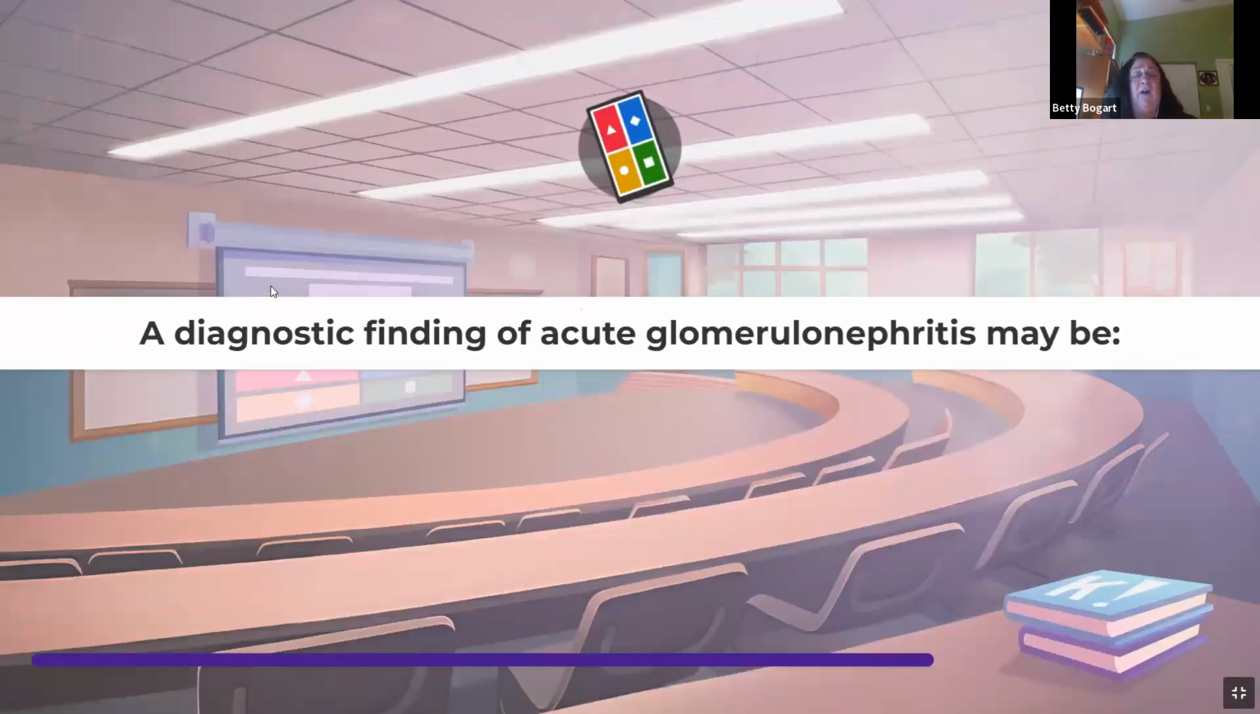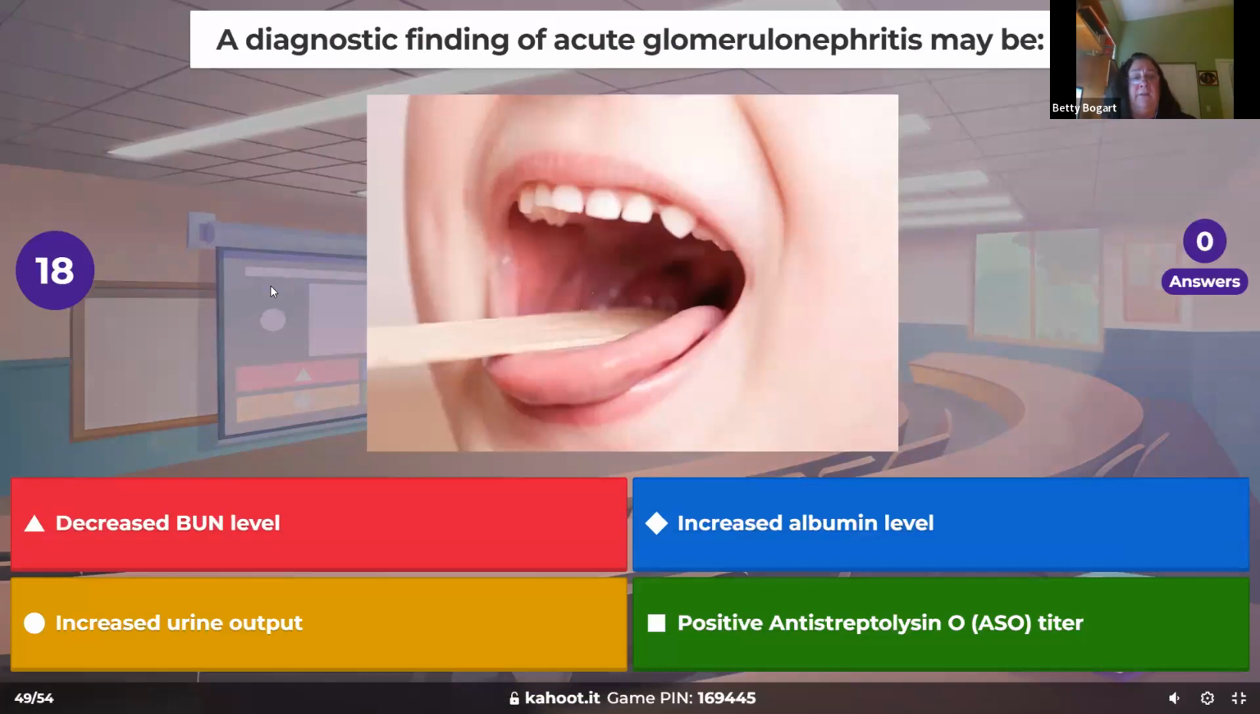A diagnostic finding of acute glomerulonephritis may be. Now I'm asking this in a different way to see if you can put them both together.